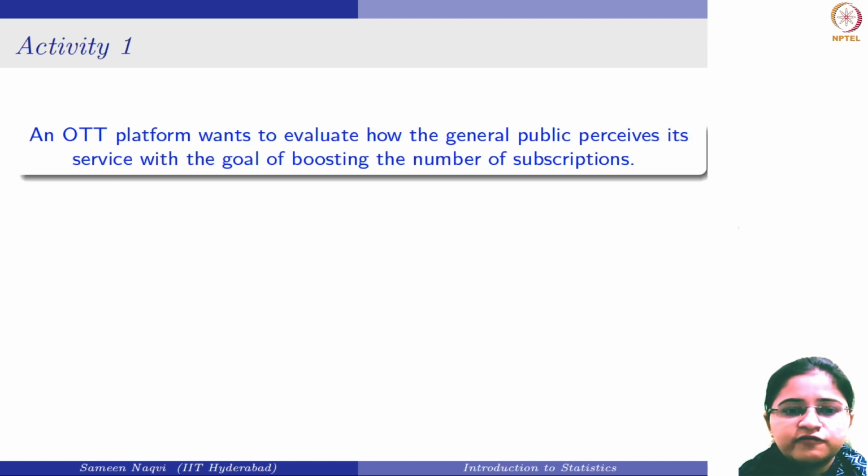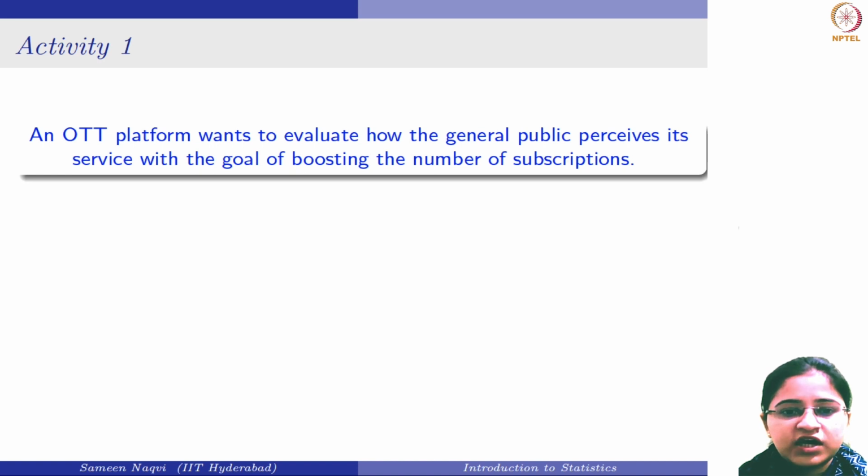Suppose an OTT platform wants to evaluate how the general public perceives its service with the goal of boosting the number of subscriptions. So an OTT platform, as you know, provides content over the internet, such as Netflix, Amazon Prime Video, and Disney Plus. So all these platforms are referred to as OTT platforms, that is over the top. Now suppose one of these platforms wants to evaluate the public opinion towards the service they are providing.